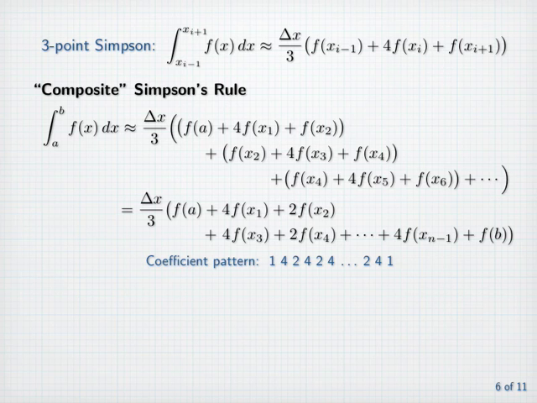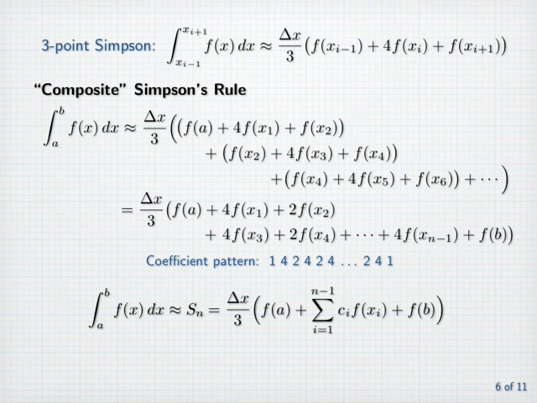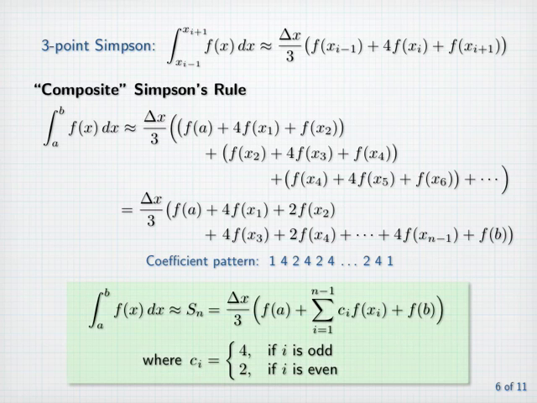Now let's name this approximation S sub n and express it using summation notation as follows. Delta x over 3 times f of a plus the sum from i equals 1 to n minus 1 of c sub i times f of xi and then plus f of b, where the coefficient c sub i is 4 if i is odd and 2 if i is even. Now a simple formula for c sub i would be a handy thing to have.